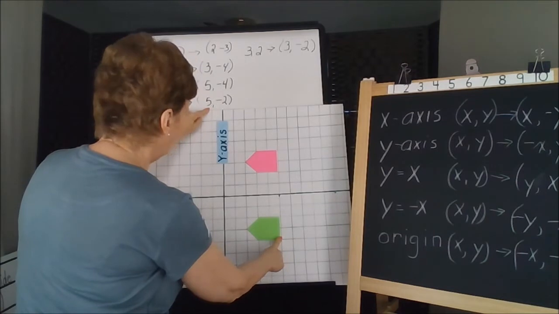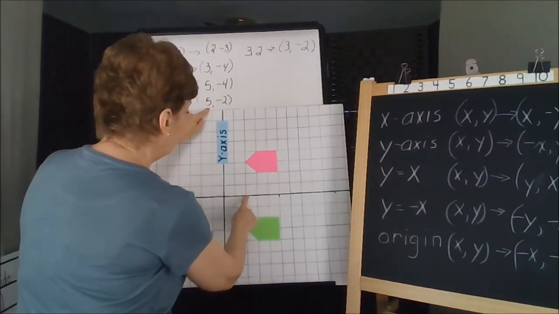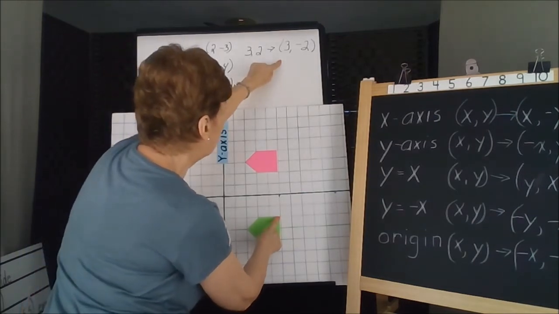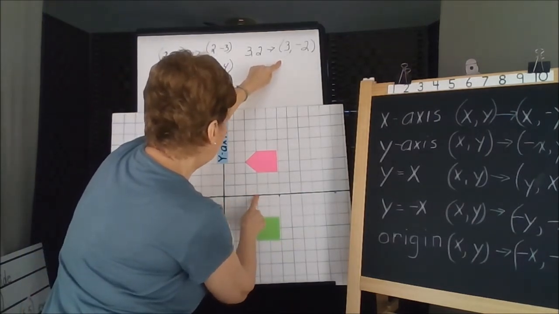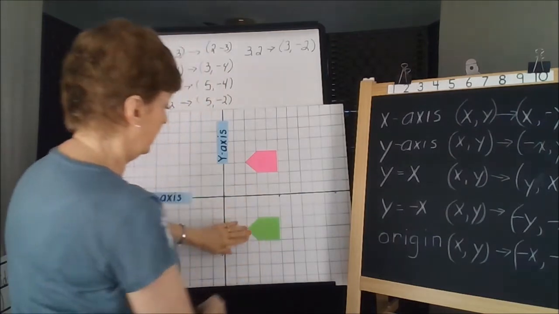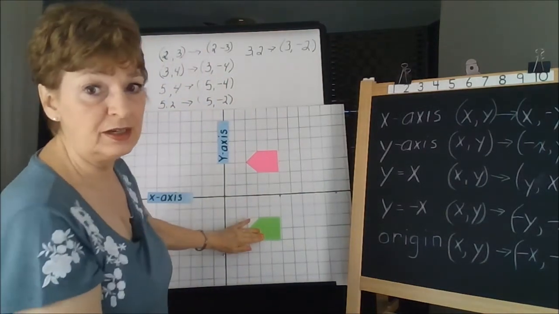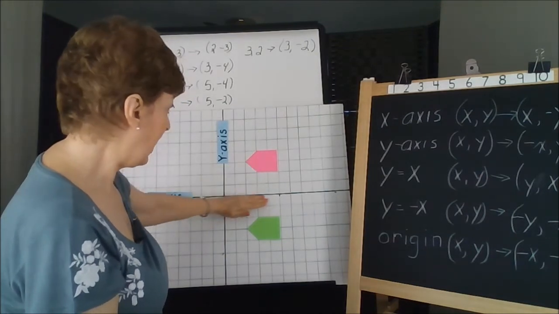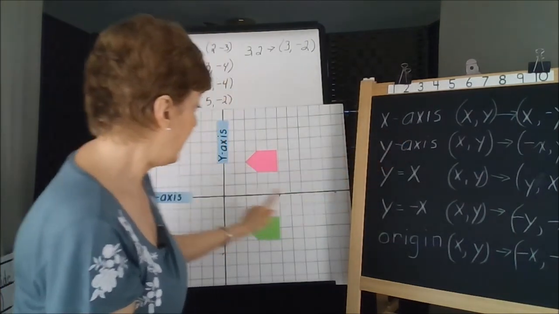You see how this is all lining up? 1, 2, 3, 4, 5. 1, 2. And the last one, 1, 2, 3, and a negative 2. So this is a reflection of the pink pentagon over the x-axis. And that's what it would look like.